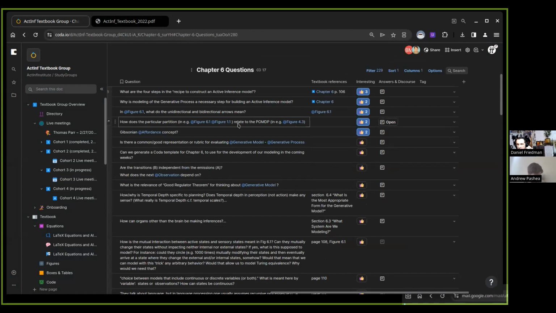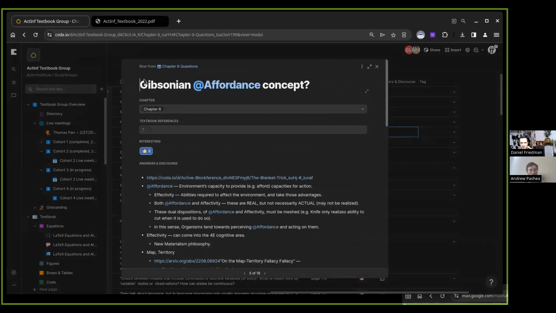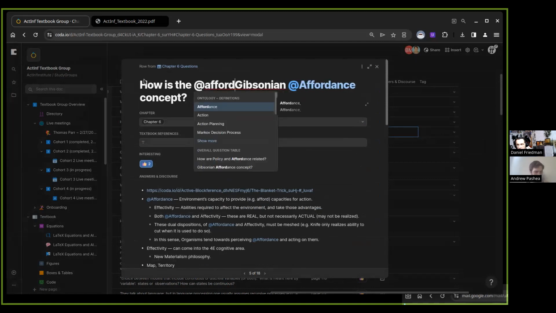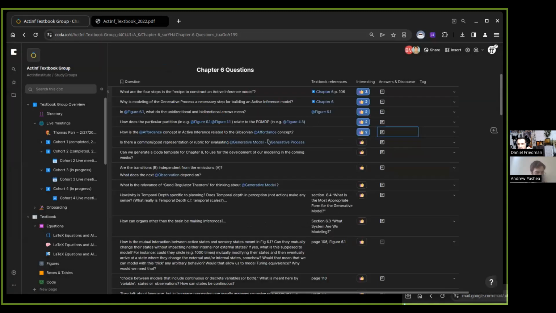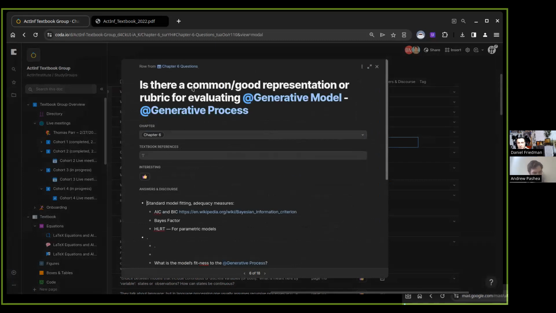Okay, so it looks like these were the questions. I remember we left off with this one. Let's just develop this into a question, and then we'll continue on. Is there a common or good representation or rubric for evaluating generative models, generative processes? Let's just change it to generative models and generative processes.